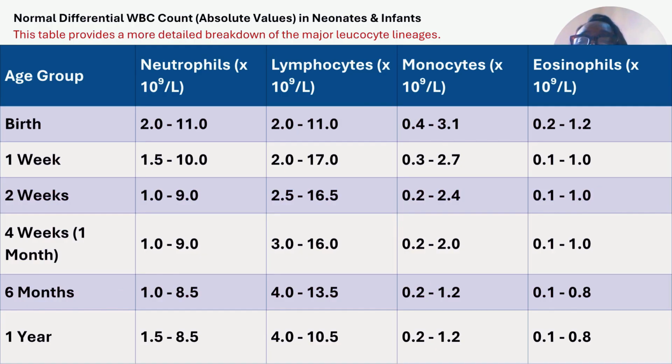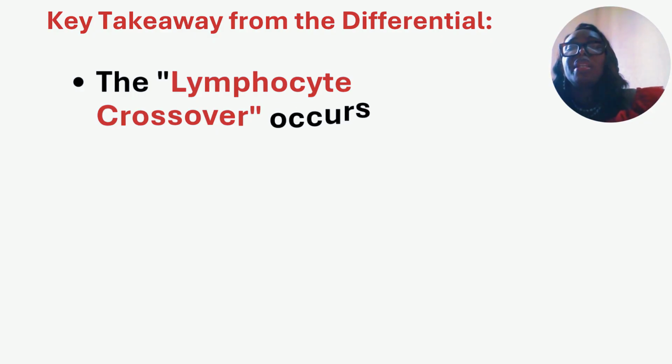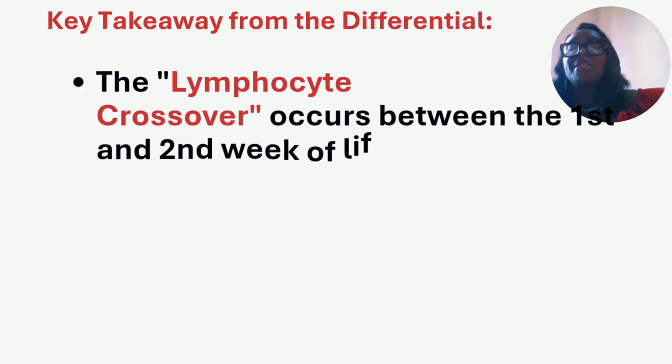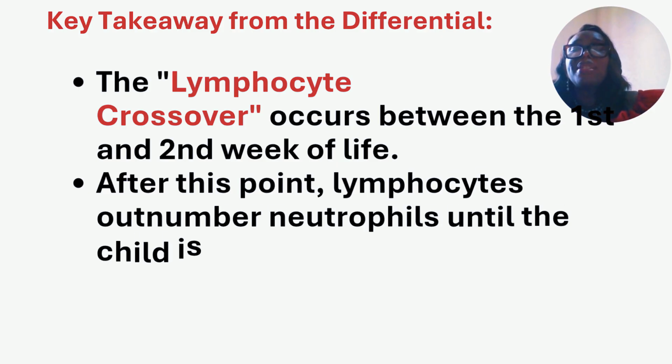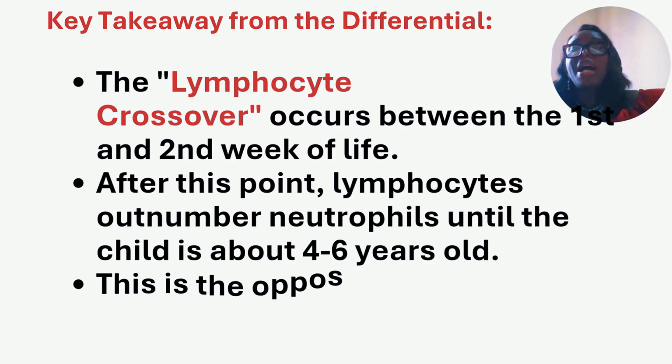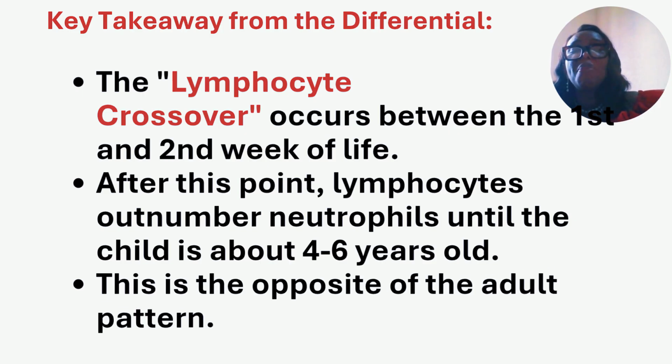This table is showing us the normal differential WBC count, that is absolute values in neonates and infants. The table provides a more detailed breakdown of the major leukocyte lineages. The key takeaway from this table is that the lymphocyte crossover occurs between the first and second week of life. After this point, lymphocytes outnumber neutrophils until the child is about 4 to 6 years of age. This is the opposite of the adult pattern.